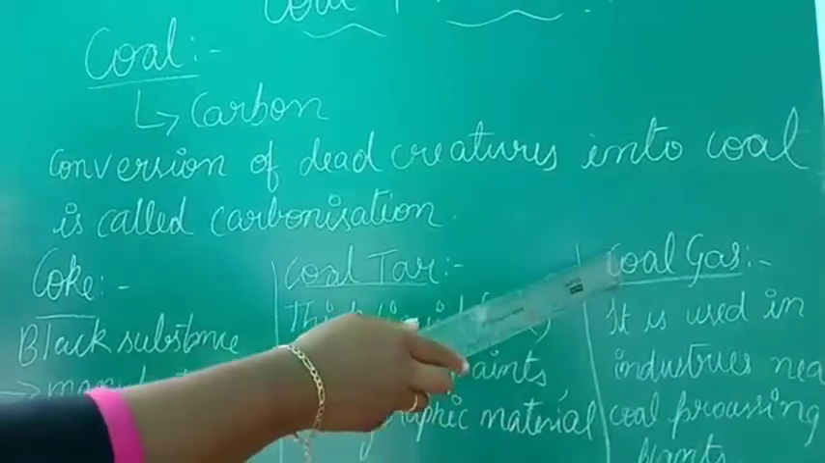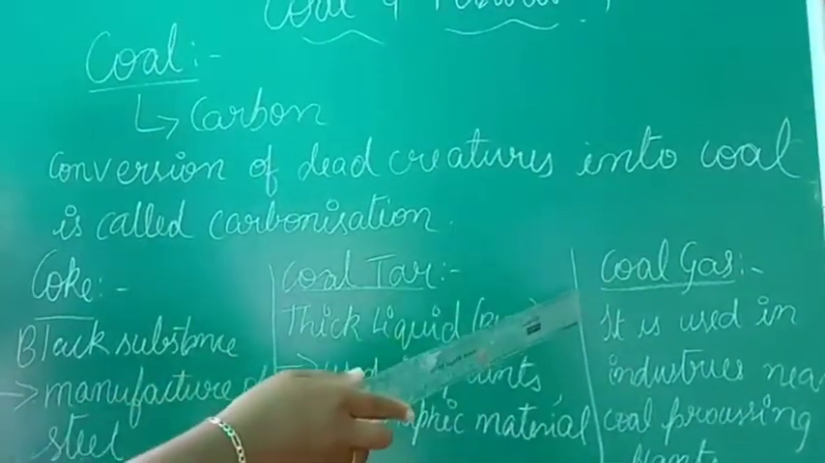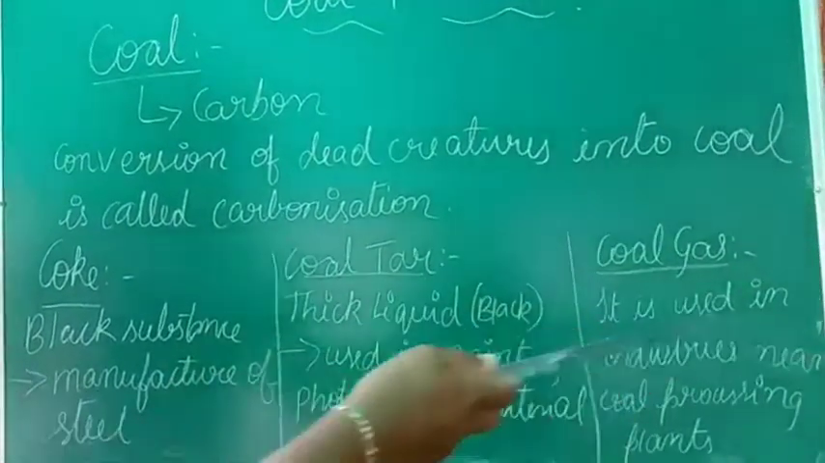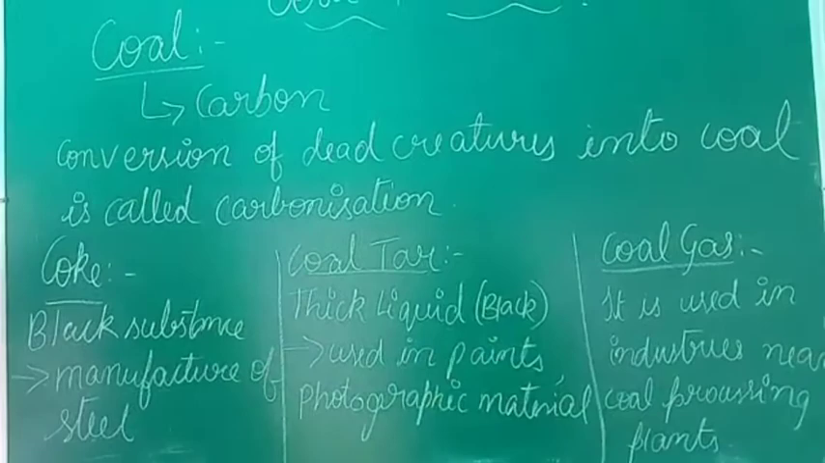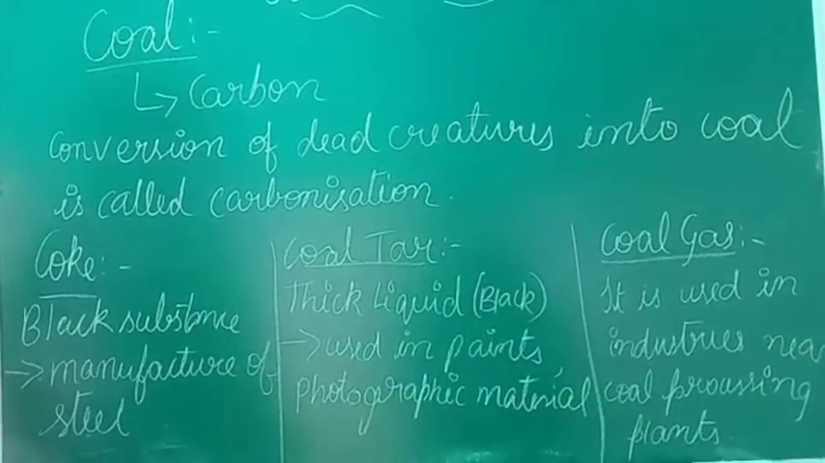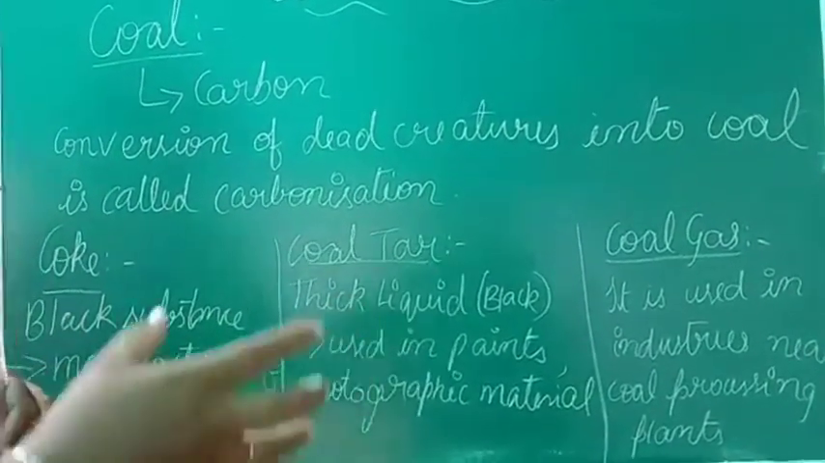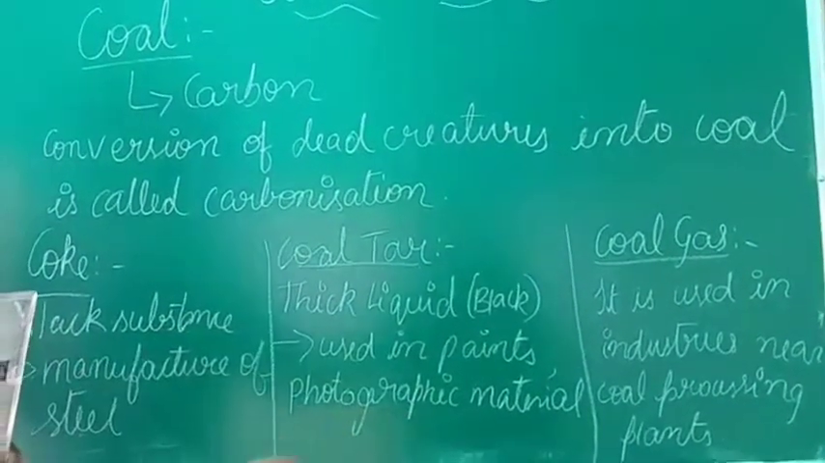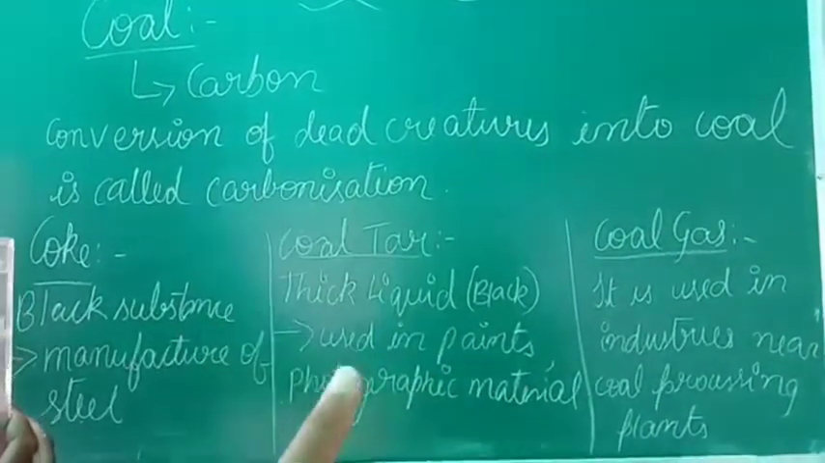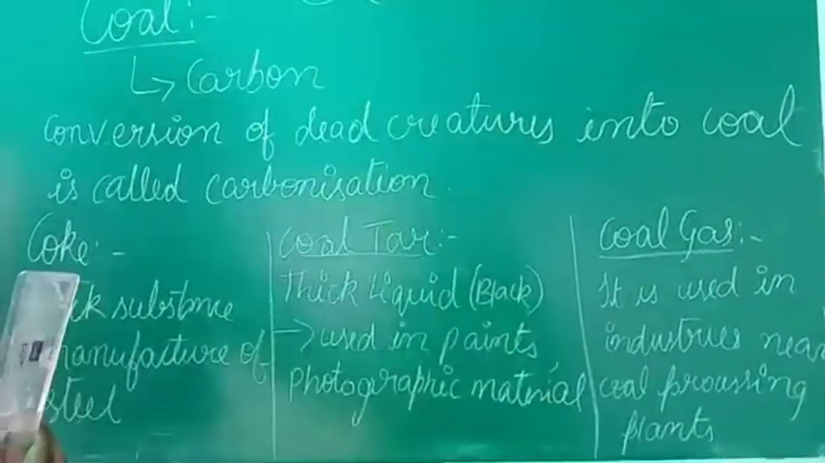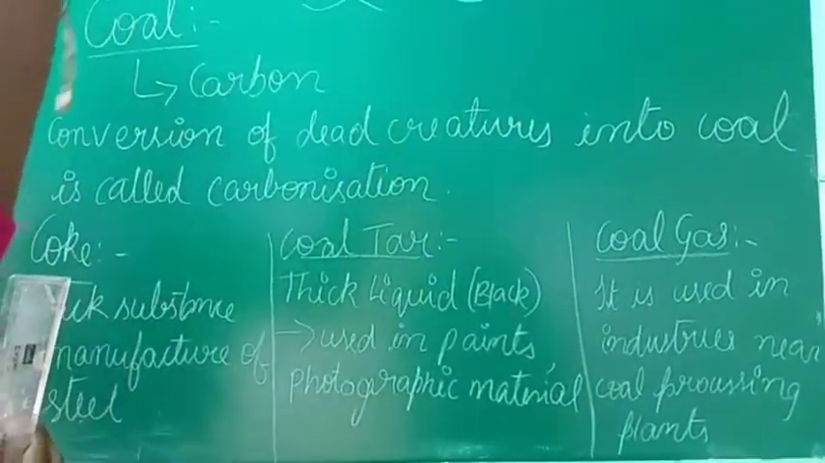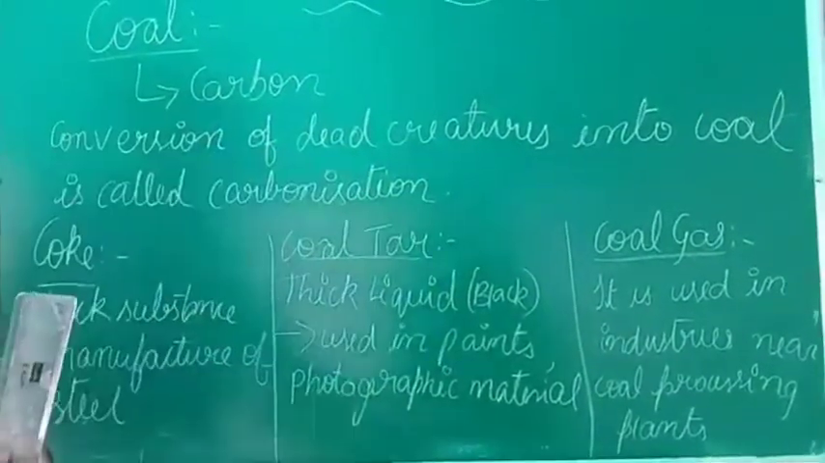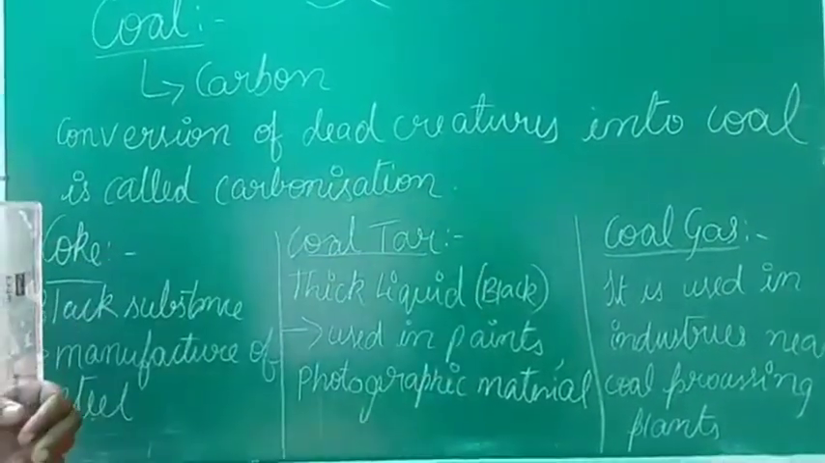Now coming to coal gas. Where is it used? It is used in industries near coal processing plants. Coal processing plants means what, students? See, coal will be there underground, so there will be many instruments and vehicles to dig that coal from underground.